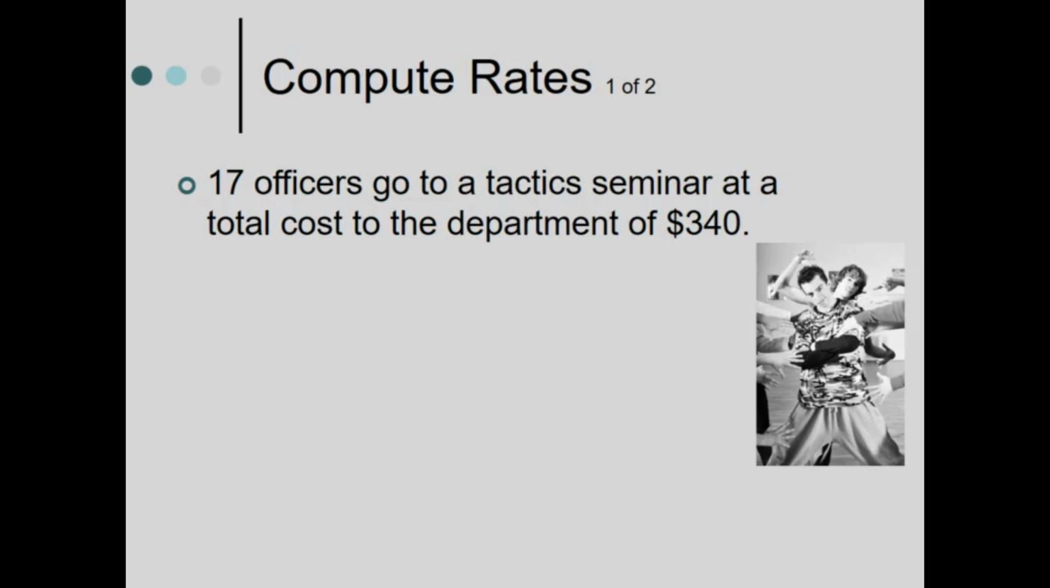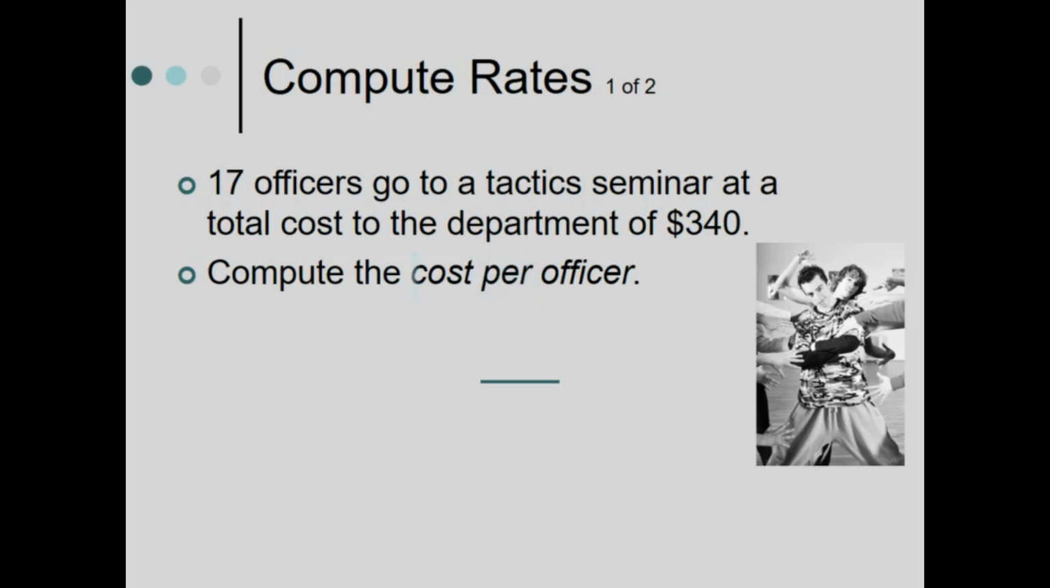In this first example, we have 17 officers go to a tactics seminar at a total cost to the department of $340. The problem is to compute the rate, which is cost per officer. The "per" is represented by a fraction bar here.